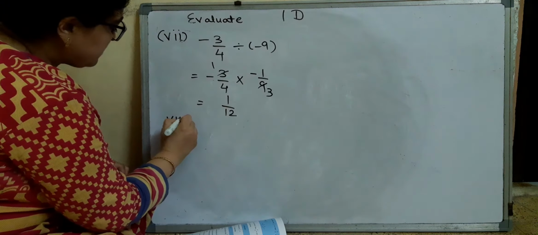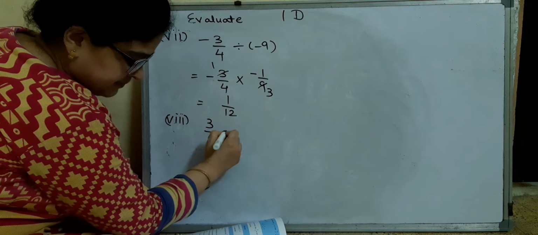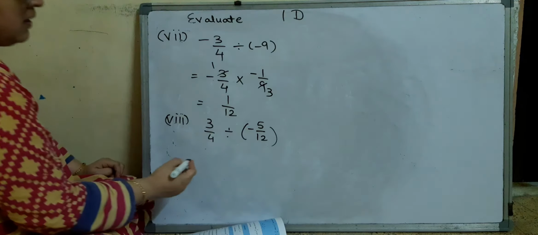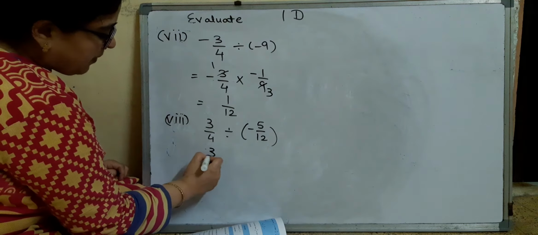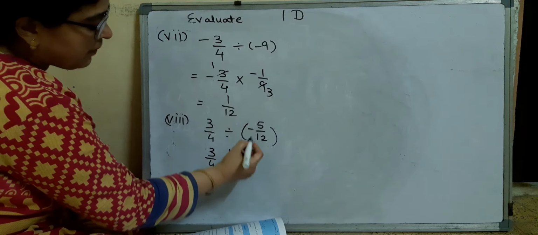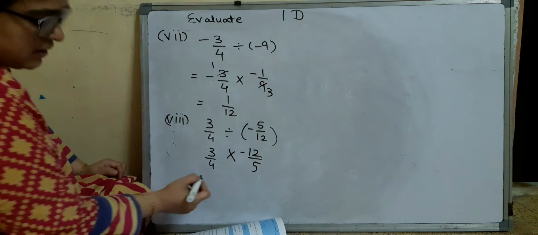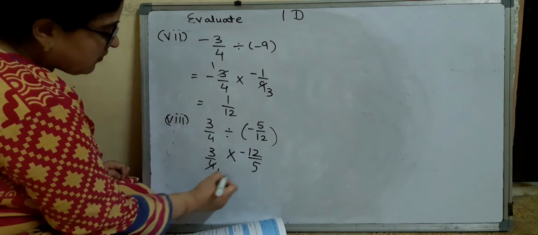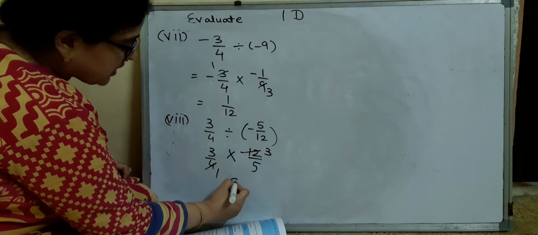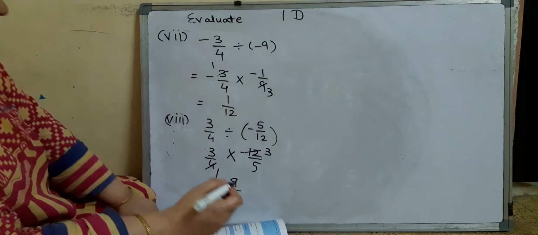Now eighth sum. 3 upon 4 divided by minus 5 upon 12. Now we have to do first 3 upon 4 with a multiplication sign. Now the reciprocal of 5 upon 12 is 12 upon 5, with the minus sign. Then cutting down, 4 1s are 4, 4 3s are 12. Then 3 3s are 9, minus 9 upon 5 is the answer. Eighth sum.